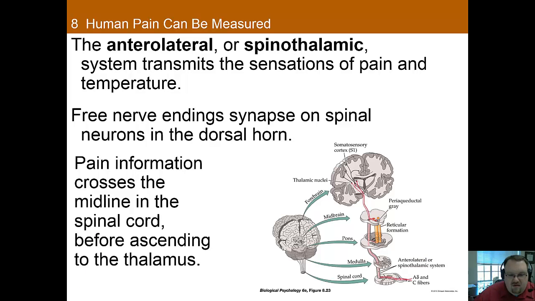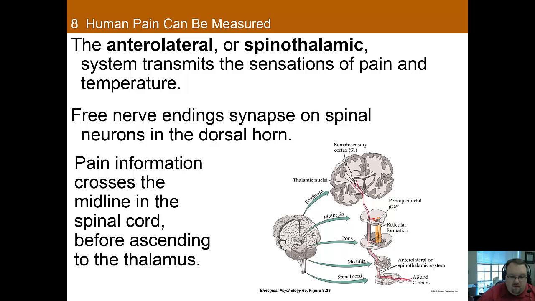So the sensations of pain and temperature are transmitted separately by the anterolateral or spinothalamic system. Again, I'll wait on this slide a little bit because I know it's a lot of notes for you to take. So they travel separately, both pain and temperature, and they cross sides in the spinal cord, which is different because the other sensations cross in the brain. So one difference between pain and other touch sensations is they cross in the spinal cord.